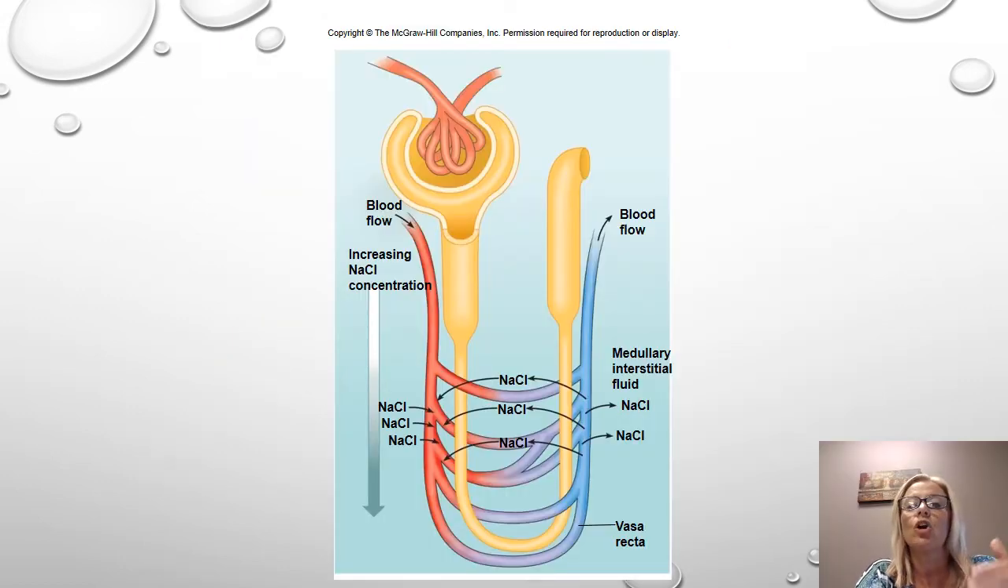So the countercurrent mechanism in the vasa recta absorbs the water and maintains sodium chloride concentration, the gradient for the sodium chloride.